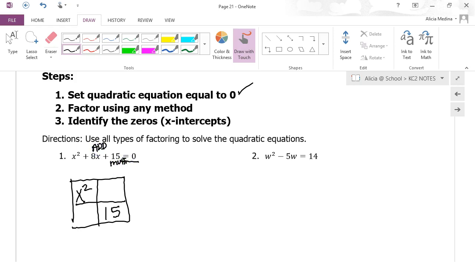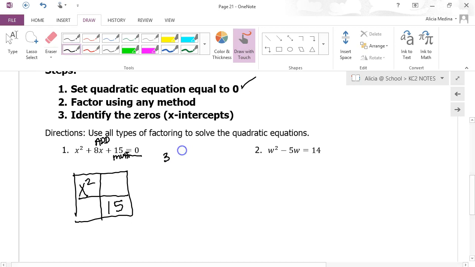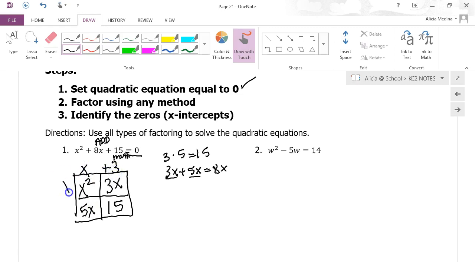So two numbers, again using your factor chart, your multiplication table. Numbers that multiply to 15, I think of 5 and 3. 5 and 3 can be added to get 8. So those are the numbers we're going to use here. 3 times 5 gives us 15, and 3x plus 5x gives us our 8x. So those are the two numbers that I put on my Punnett square box, fill in those blanks, and then fill out what the outside looks like. So this is going to be an x plus 3, and this would be an x plus 5.